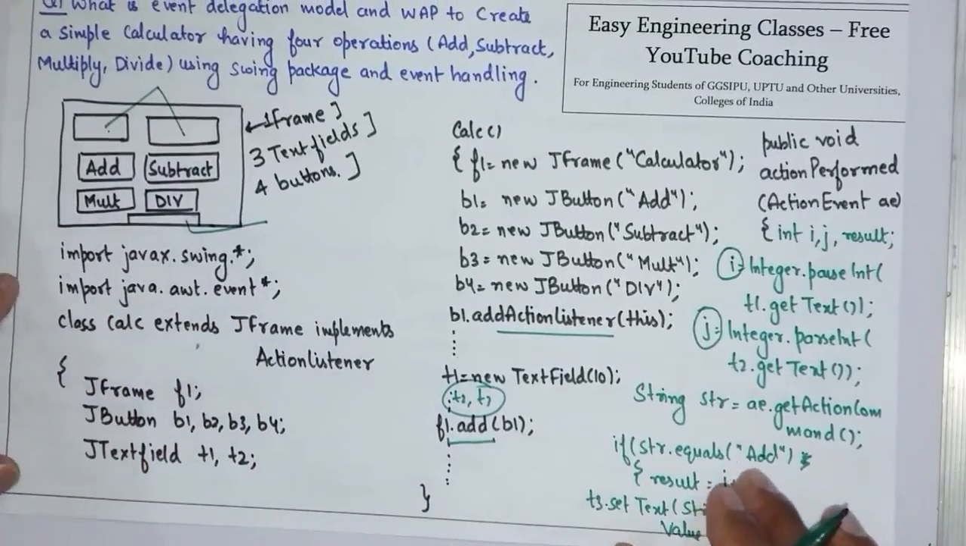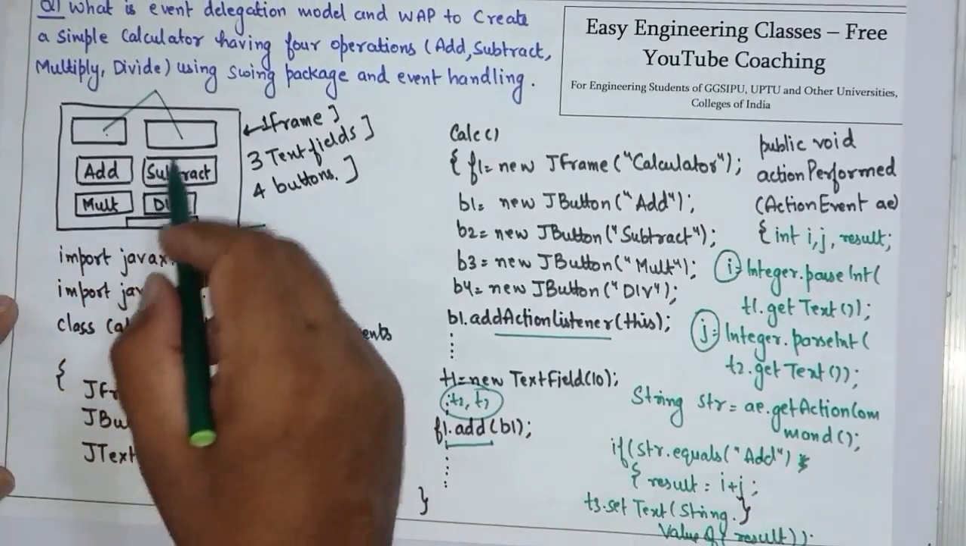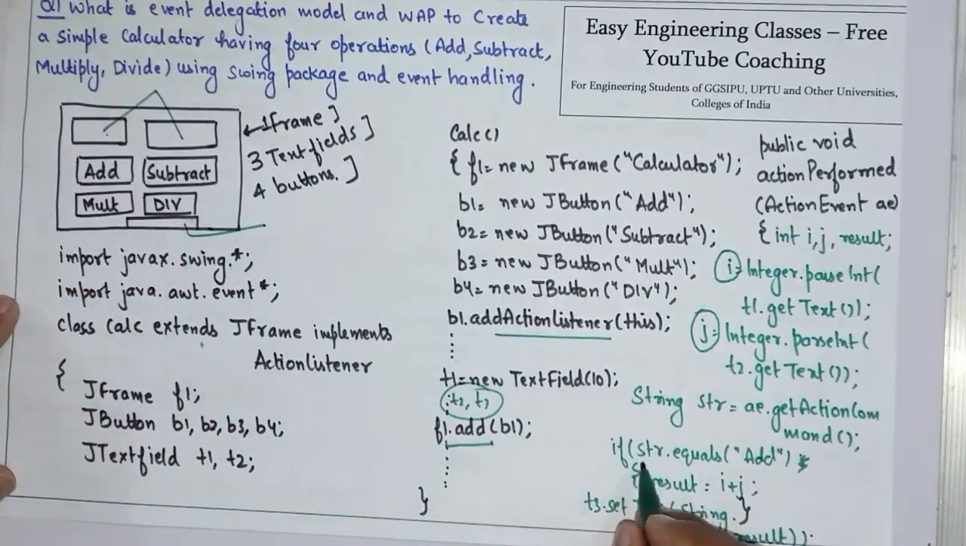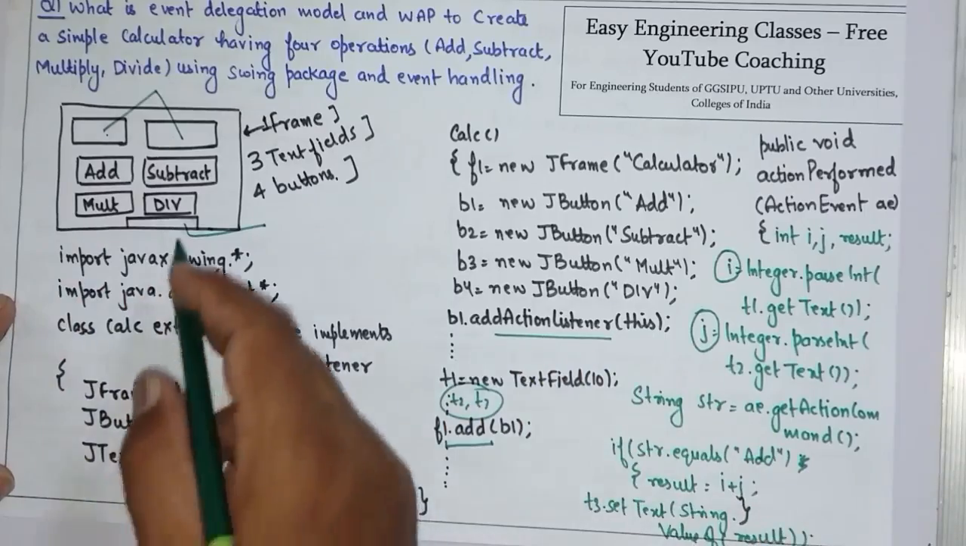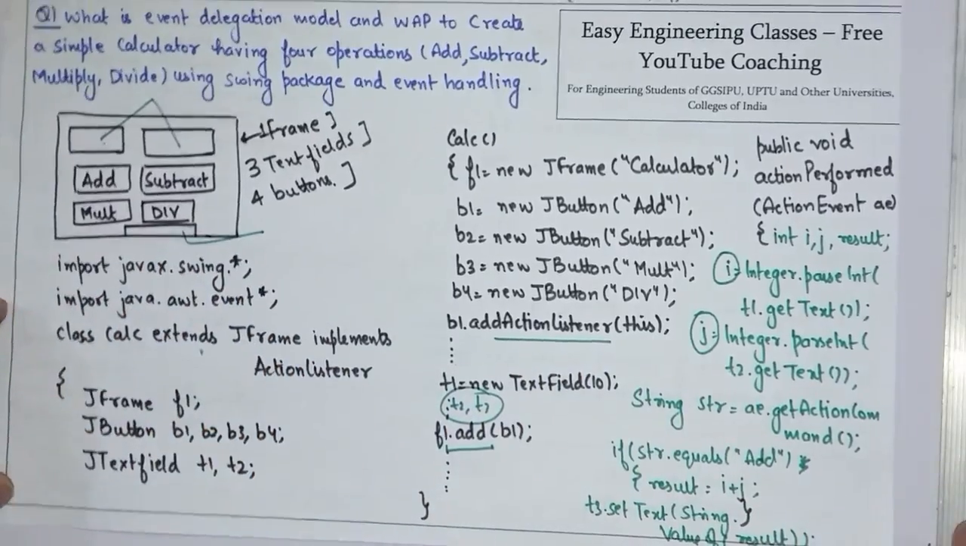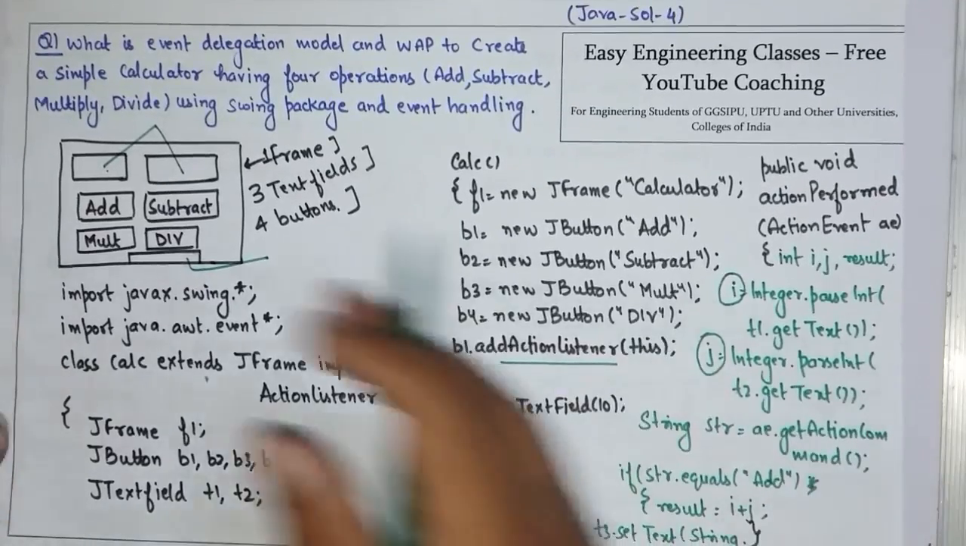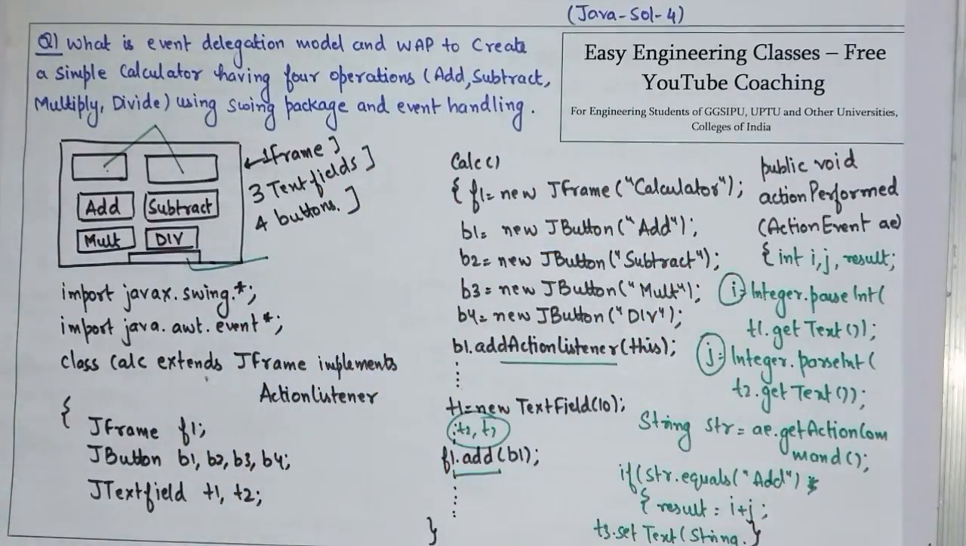So in this way you can do for each and every button. बस आपको कहाँ पे चेंज करना है. If str.equals subtract then result is equals to i minus j. If str.equals mult then result is equals to i into j, and similarly for division. So this is the complete program for this simple calculator.